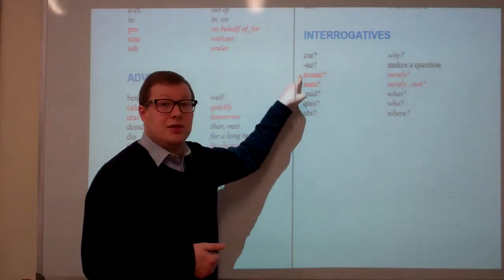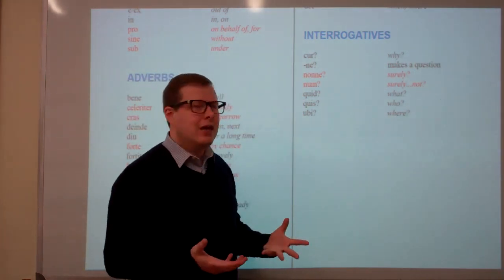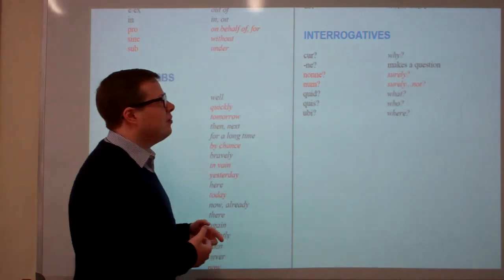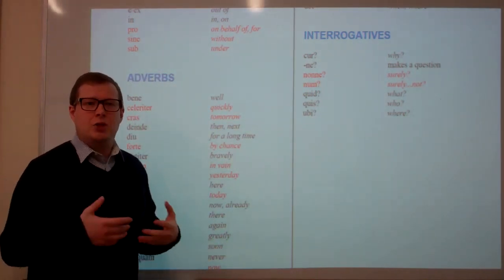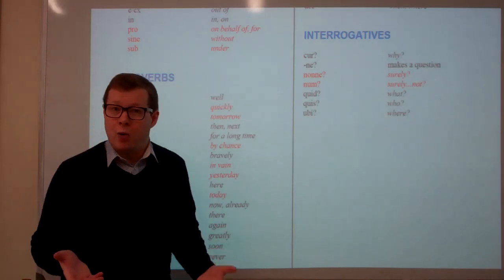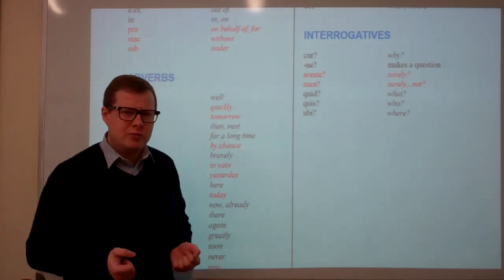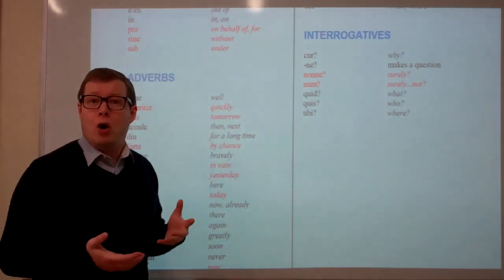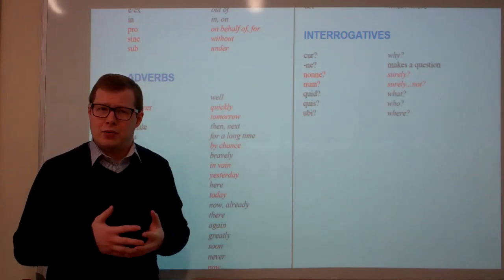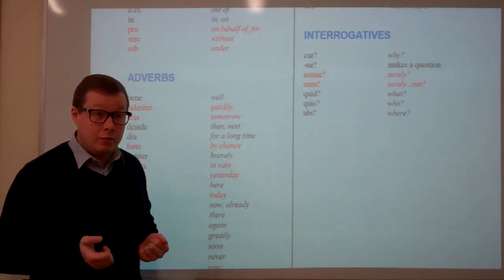Nonne expects the answer yes, and it can be translated in English, if a bit clunkily, with the word surely. Something like, nonne bene laboratis o pueri, surely, boys, you are working well. Or perhaps better English, you are working well, aren't you, boys? Whereas num expects the answer no, surely not. Surely you're not going to throw the boy out of the window. You're not going to throw the boy out the window, are you?